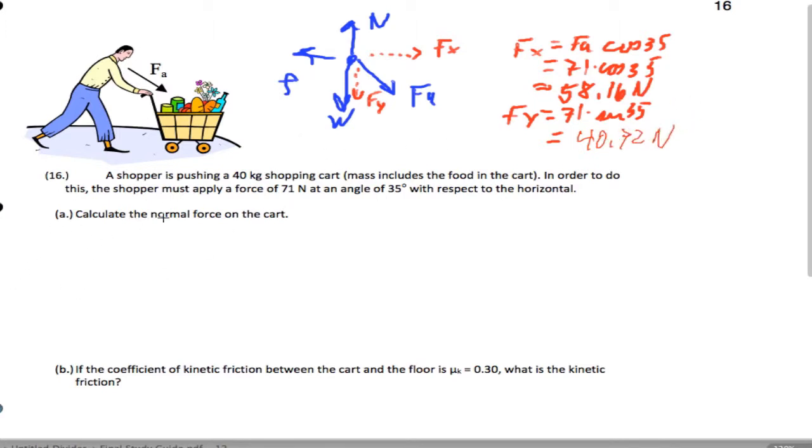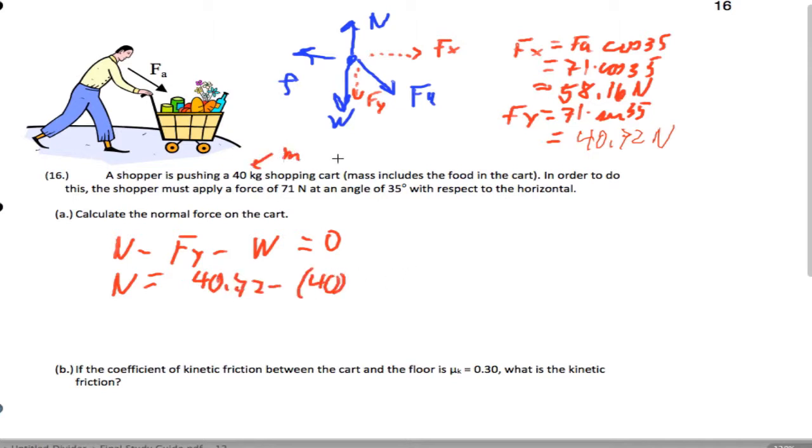So we can use this to get the normal force on the cart by doing the following. We remember that in the y direction we have normal pointing up minus Fy pointing down minus W pointing down. And so the normal force is going to end up being 40.72 minus W, which is going to be 40 kilograms here. There's the mass. And we times that by gravity, 9.8. So when we go ahead and actually calculate the normal force, this should be plus gravity, these two added together. So when we go ahead and actually solve that, the number we end up getting is 432.72 newtons.